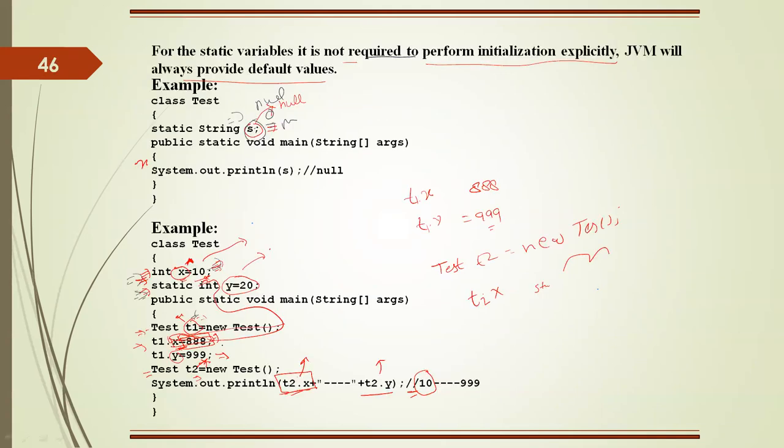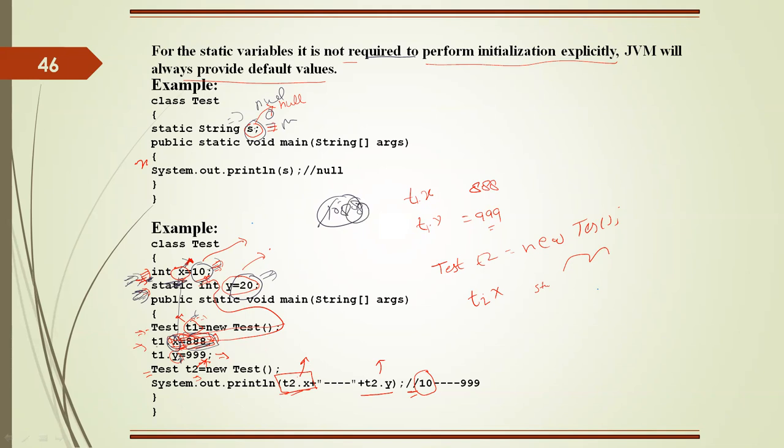Here one thing is remaining. Here you can see x is having 10 and y is having 20. So here you can set t.x equals 8080. Then t.x is 10, right? And y is 99. In the static, the value is not varied, but the instance is varied. For every object, one separate copy is created. For this one, 10 is there. But when you set t.x to 8080, it's creating one more copy and initializes with 8080.